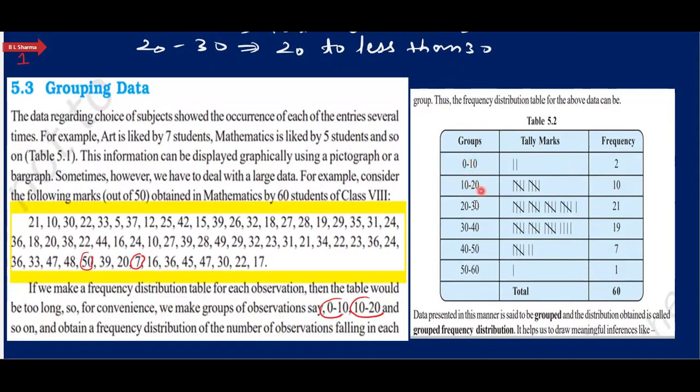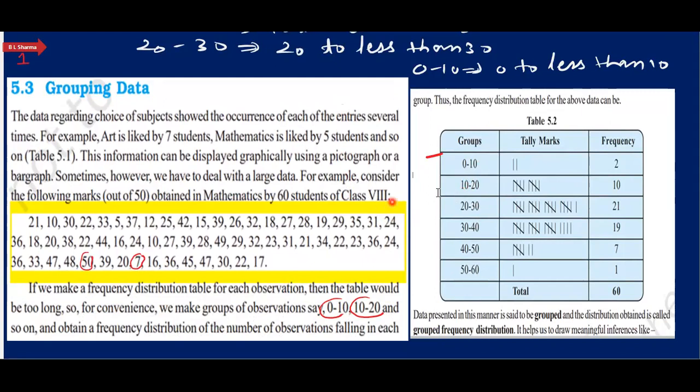then 10 to less than 20, third class 20 to less than 30, then 30 to less than 40, 40 to less than 50 marks, and 50 to less than 60 marks. Here group means marks. So first we check 0 to less than 10. It is written here 0, 10. Its meaning is 0 to less than 10 marks for the first class. This 10 will not be considered here. 10 will be considered in the second class.